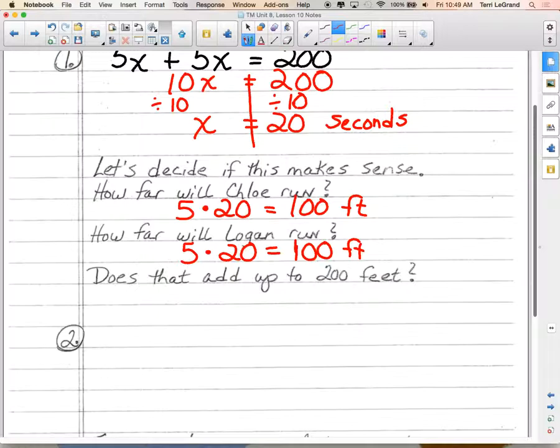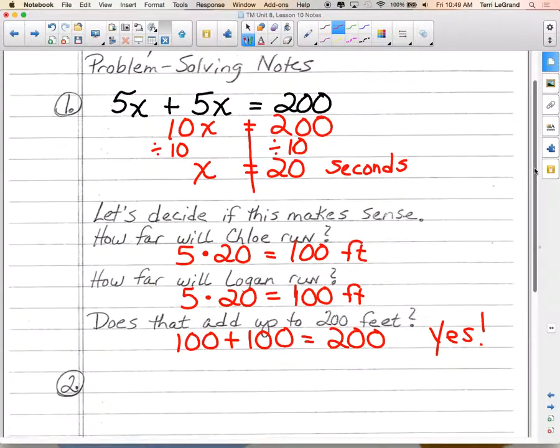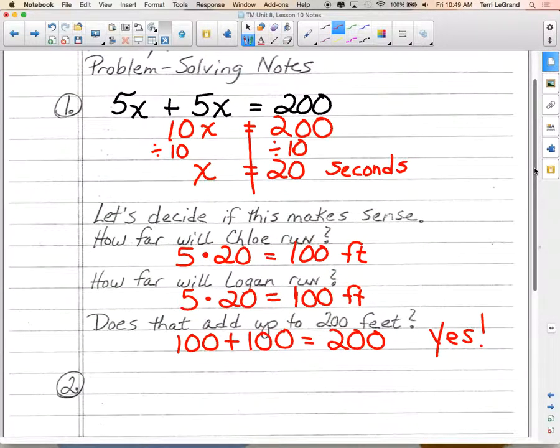Does that add up to 200 feet? 100 plus 100 equals 200. And you're right, we get to say yes. So now, since we decided our answer seems pretty reasonable, it makes sense, let's go back and write a sentence answer back on the problem page.